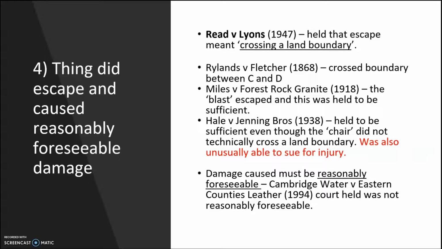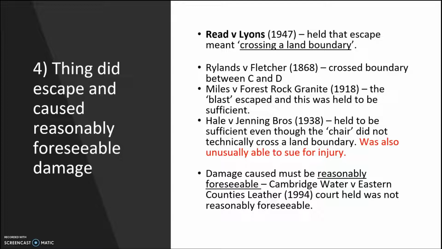Finally, the final bit of the test is that the thing did escape and caused reasonably foreseeable damage. So there's 2 things to this. The first thing you've got to establish is that it did escape, and secondly, that it caused reasonably foreseeable damage. So the main case on this is Read v Lyons, which held that escape meant crossing a land boundary. You could see that really clearly in Rylands v Fletcher when it went from the defendant's land through the mine shaft into the mine of the claimant. So it has to cross that land boundary.